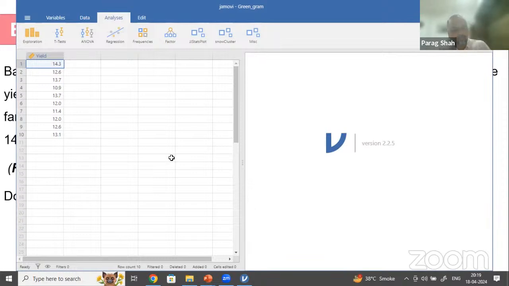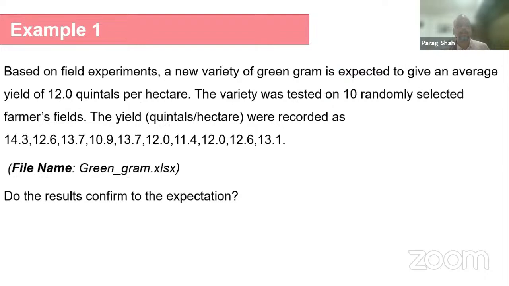So what is the data? What is the problem? Let me explain here. Based on the field experiment, a new variety of green gram is expected to give an average yield of 12 quintals per hectare. The variety was tested on 10 randomly selected farmers' fields. The yield was recorded as this. Do the results conform to the expectation?